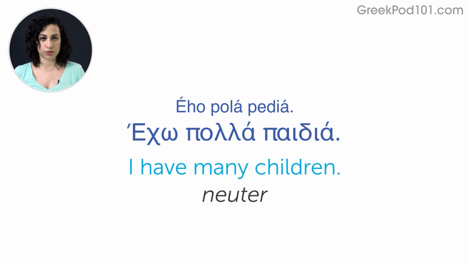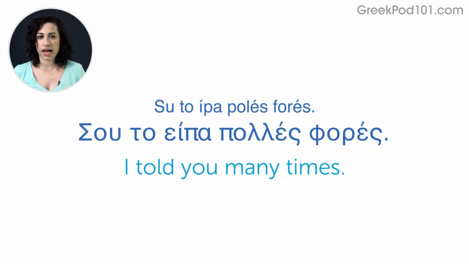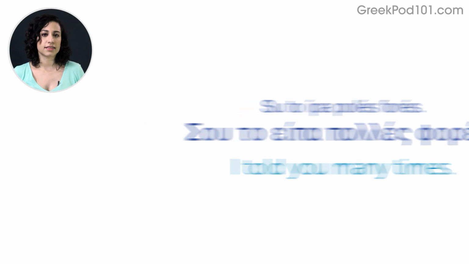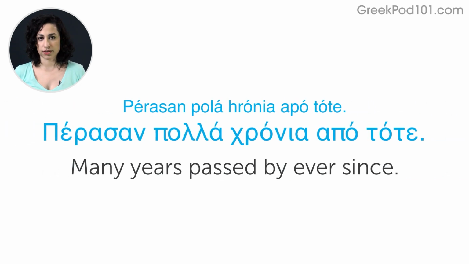I have many children. Keep in mind that in the plural, the adjective is spelled with double lambda. For example, σου το είπα πολλές φορές. I told you many times. And πέρασαν πολλά χρόνια από τότε. Many years pass by ever since.